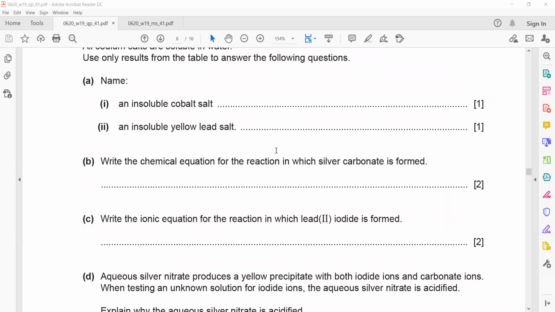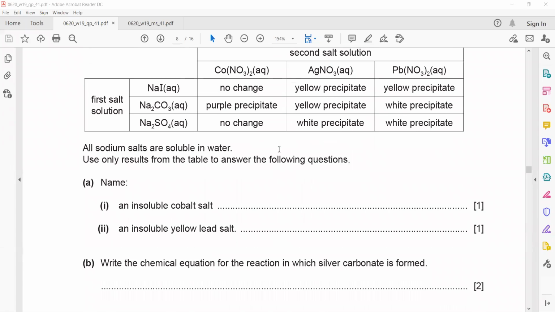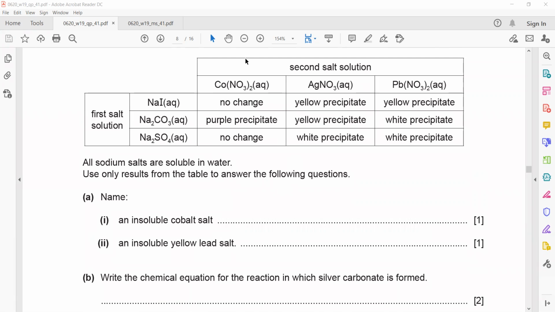Write an ionic equation in which lead iodide is formed. So how do we write an ionic equation for lead iodide being formed? So we have this.